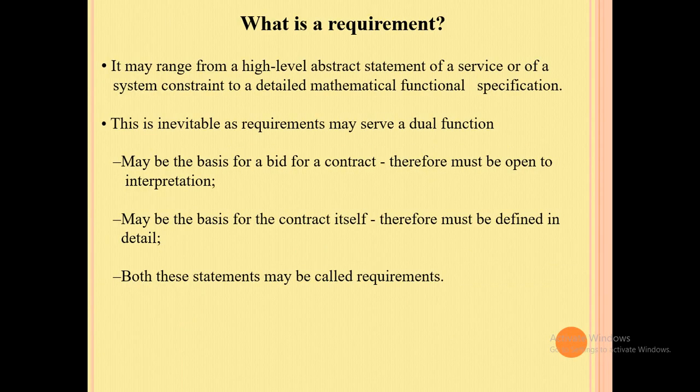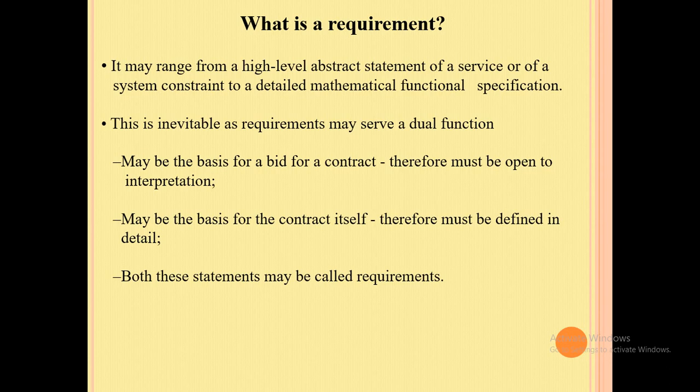Let's go ahead. So what is a requirement? It is basically a high level abstract statement of service or a statement of constraint with a detailed mathematical functional specification. It is inevitable as it may serve dual functions. The first, it may be the basis for a bid for a contract, therefore it must be open to interpretation. Second, it may be the basis for the contract itself, therefore you must define it in detail. Both the statements are called requirement.